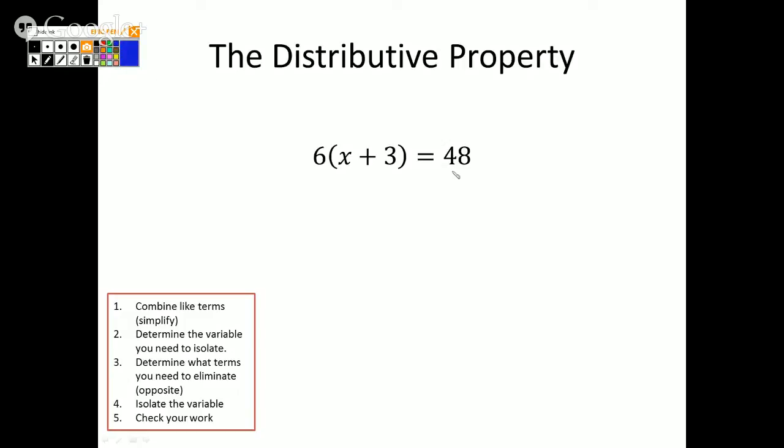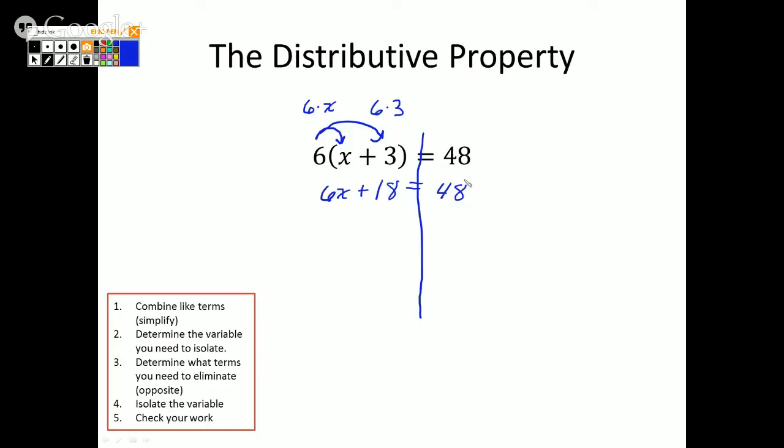So here's what that's going to look like. I'm going to start off as always separating my left and right side, and I'm going to show my distribution like this. Draw an arrow. What I'm really doing there is 6 times x, which gives me 6x, and then 6 times 3. And these arrows just help me make sure I distribute it to all my terms, because as you move further along, sometimes you're going to have more than just 2 terms inside your parentheses. But 6 times 3 is 18. I look back, I see there's a plus sign, and that's going to go between those 2 terms. And then I have 48 over here.